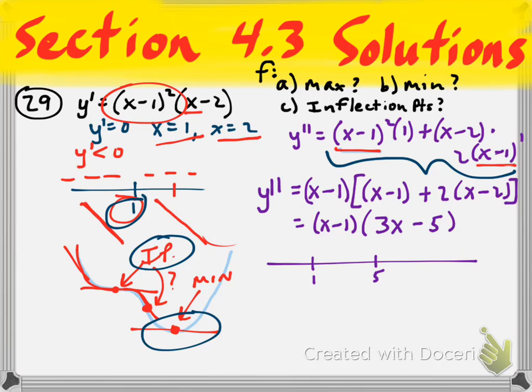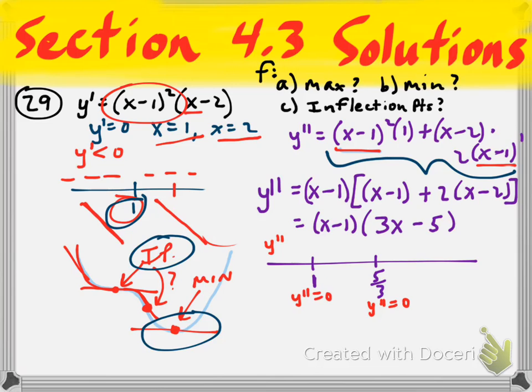So we see that the two critical points for f or y double prime are 1 and 5/3. In other words, when x equals 1, y double prime is 0. And when x equals 5/3, y double prime is 0. I'm not going to bore you with the details on how we got that, but basically you set each factor equal to 0.